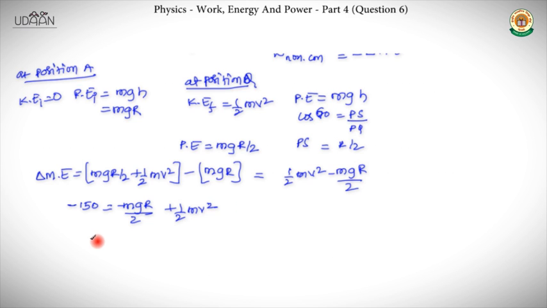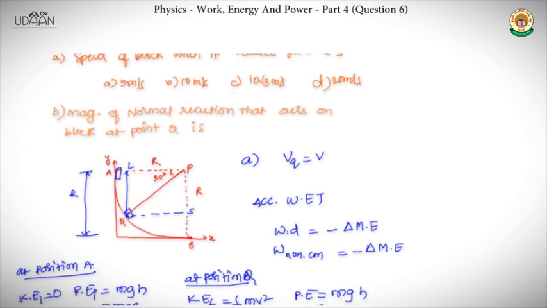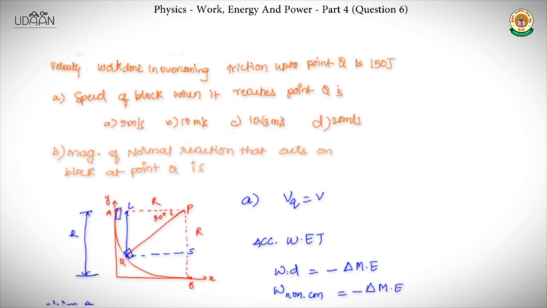By solving this, as we know, R is equal to 40 meters and g is 10 meter per second square, and given mass is equal to 1 kg, we will be getting v square is equal to 100, and that is v is equal to 10 meter per second. So in the given question, we found the velocity of the block at point Q.